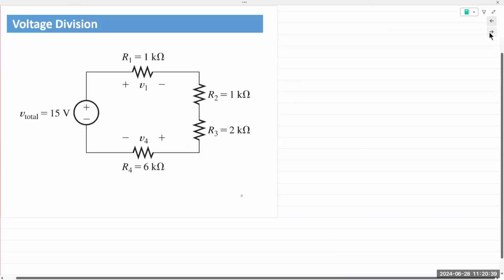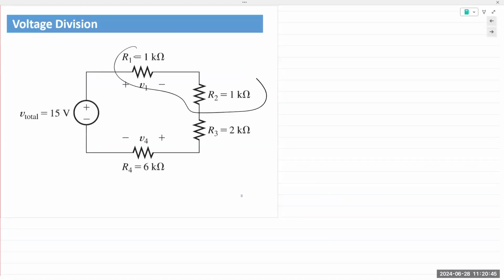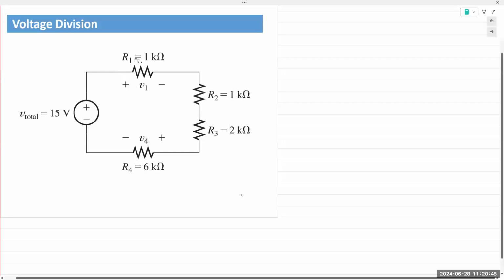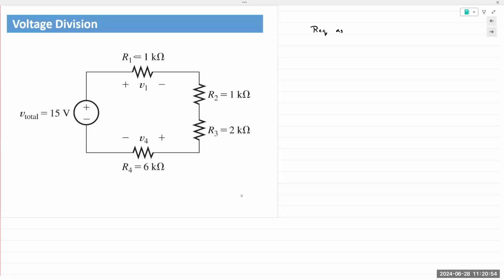All right, so let's look at an example very quickly. You have a 15-volt voltage source divided across 4 resistors. R1 and R2 are the same, 1 kilo ohm. The first thing to do is to find total REQ in this series network, REQ as seen by the voltage source VT. In this case, because it's a series connection, REQ as seen from the perspective of the voltage source is R1 plus R2 plus R3 plus R4. 1 kilo ohm plus 1 kilo ohm plus 2 kilo ohm plus 6 kilo ohms.